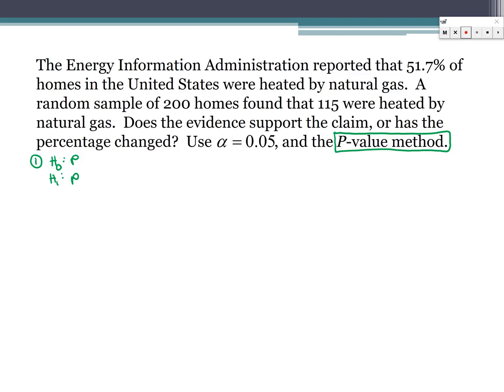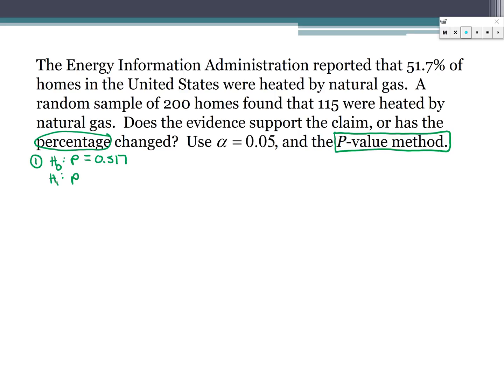So we have, I know it doesn't specifically say proportion in here, but what does it talk about? Percentages. This question does not specifically say the proportion of homes heated by natural gas. It talks about the percentage. So we need to make sure we can make that connection between the two. Percentage, proportion, we're going to have the P for our symbol. The null hypothesis always has the equal to, and it's reported. The reported one is the 51.7%. Again, changed to a decimal.